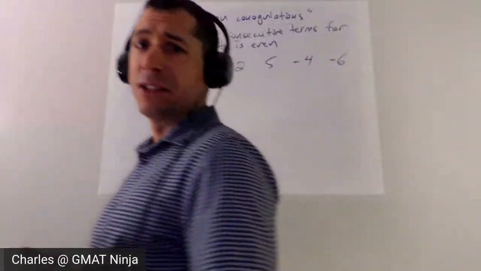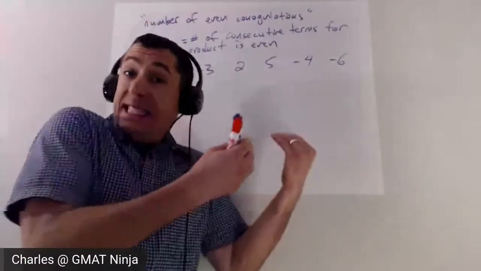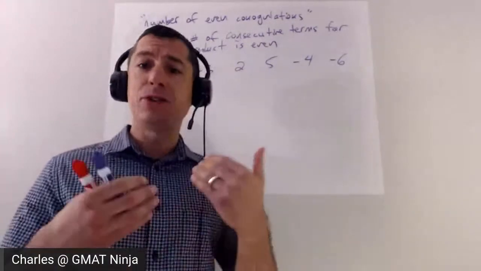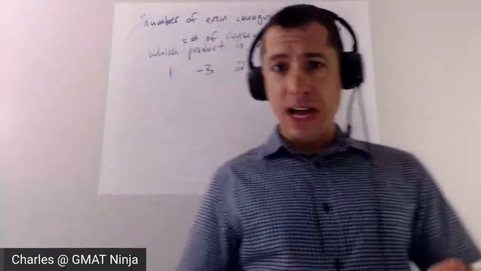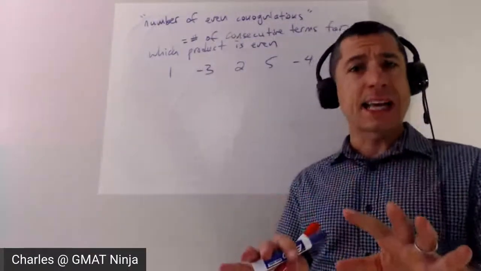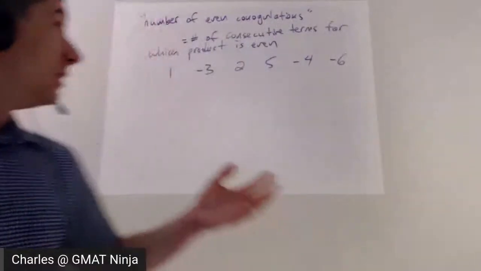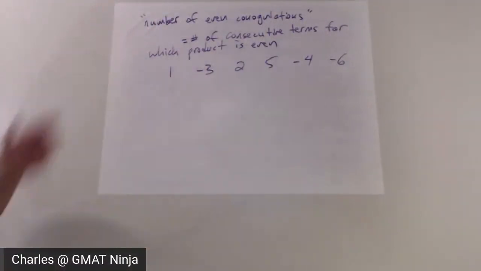Somebody just commented that the GMAT is a fear-invoking test. And my point today is, at least in this aspect, when you get these crazy terminologies on quant, it shouldn't be. Don't let it scare you. Don't let it intimidate you. If you don't know how to answer the question, fine, but give it a minute. Give it a read. Give it a second read. What's a conoculation? I don't know. It's a word I made up. So number of even conoculations, but it's defined for you. It's the number of consecutive terms for which the product is even.